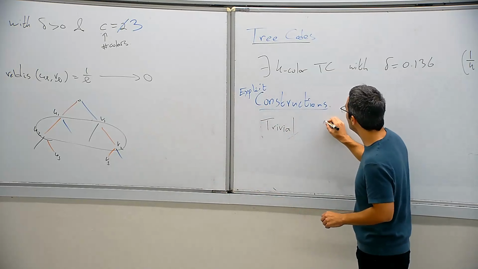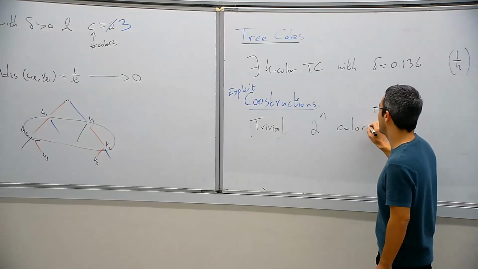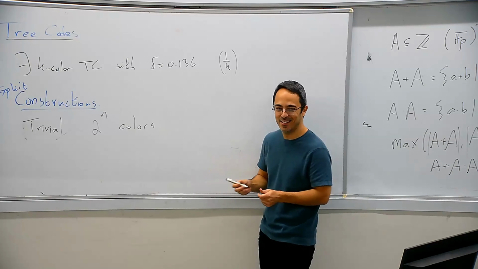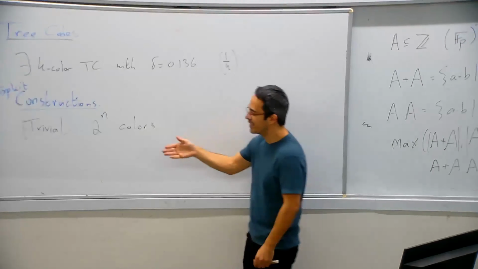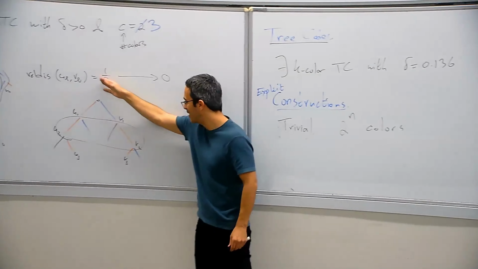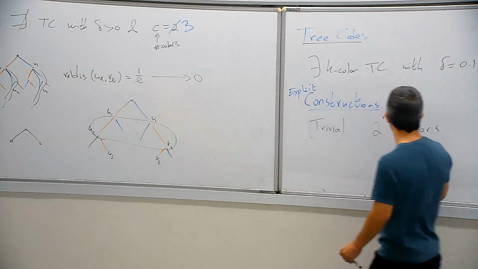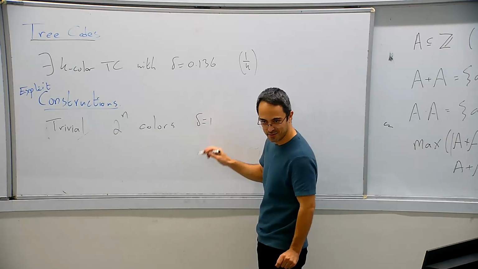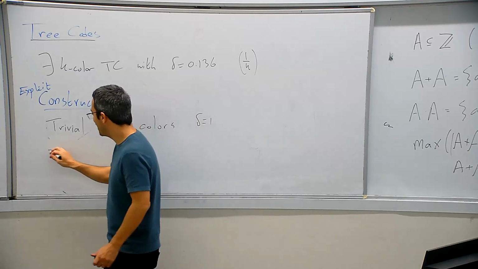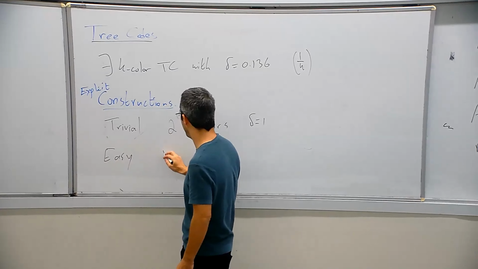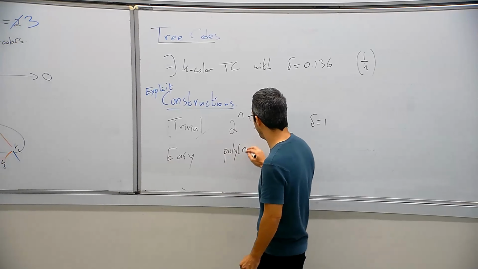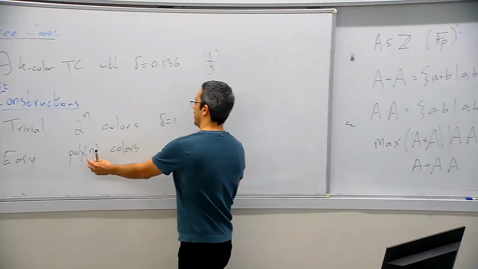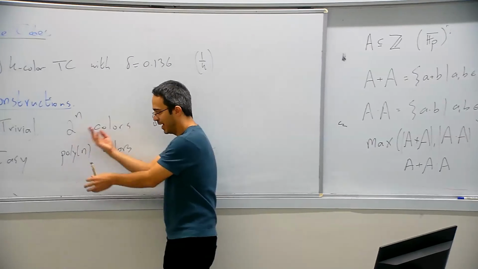So if I'm using 2 to the n colors, where n is the depth, it's super trivial. Because what can I do? I just encode the color as the address of that edge in the tree. You have n bits, so with 2 to the n colors you can do it. That's trivial, the distance is 1, it's unique. So the easy thing is to do it with poly n colors, say when delta is constant. You can do it for any distance, and the poly will just be larger as delta goes to 1, but it doesn't matter.